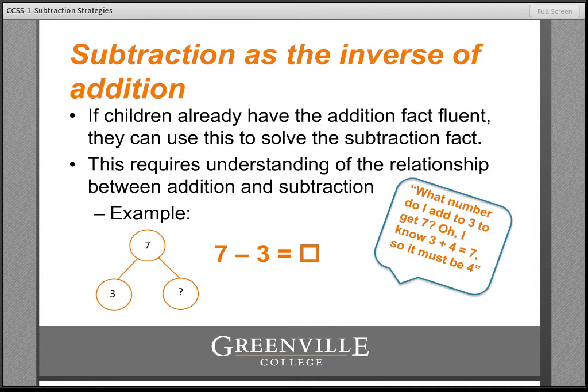Children can use this knowledge if they already have a known fact to construct the missing piece. So in this example, if I don't know 7 minus 3, but I do have in my schema that 3 plus 4 is 7, then if I can understand the relationship between these values, 7 is a whole and 3 is a part, and I'm looking for another part, I can say, oh, well, the other number you add with 3 to get 7 is 4, so the answer must be 4.